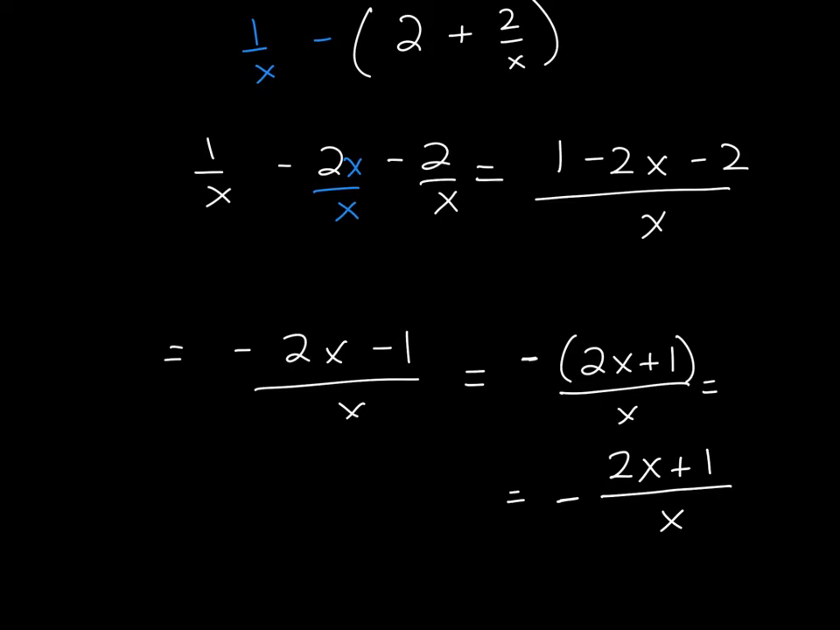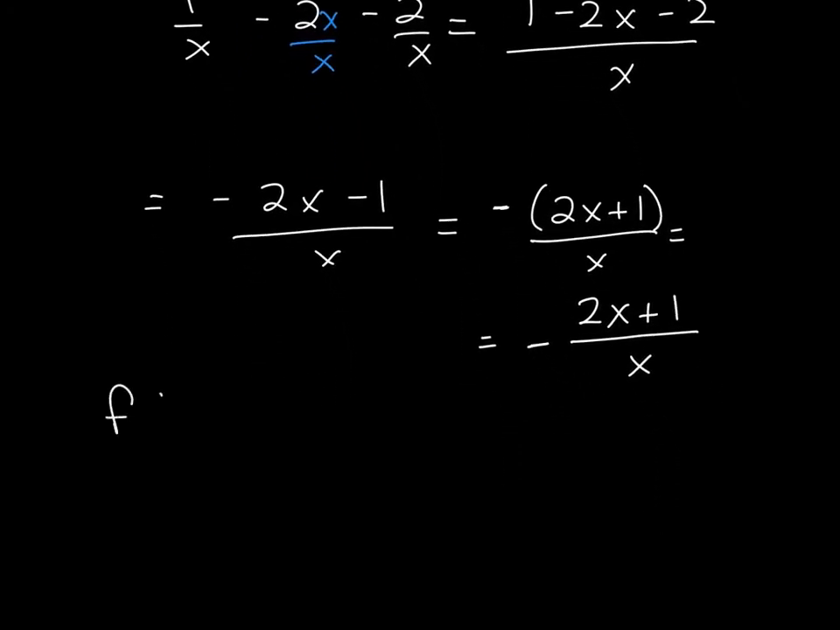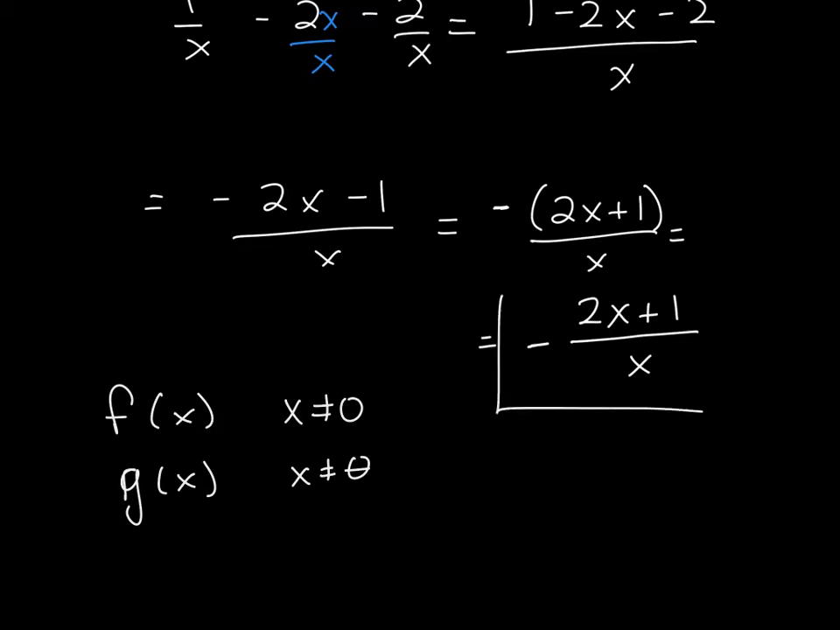Now, before we forget, we have to talk about the domain. F of x, the domain, x could not equal 0. Same thing for g of x. There's no new limitations on our solution, so this has the same domain. The domain is everything except for 0.